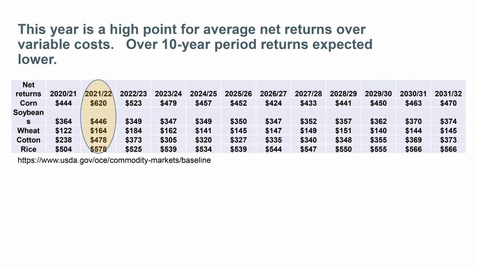USDA's forecast for overall net returns over variable costs over the next 10 years shows that 2021 is certainly expected to be a peak, and they do expect to see some declines over the next 10 years, still remaining relatively high compared to the historic average. So that being said, as you all know, 2021 is a good year. You're buying inputs at low prices and getting fairly good prices for your commodity.